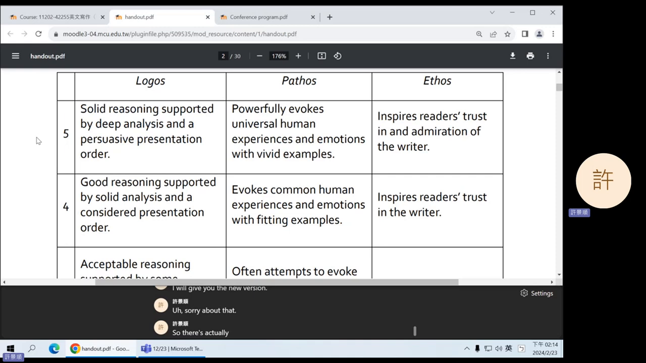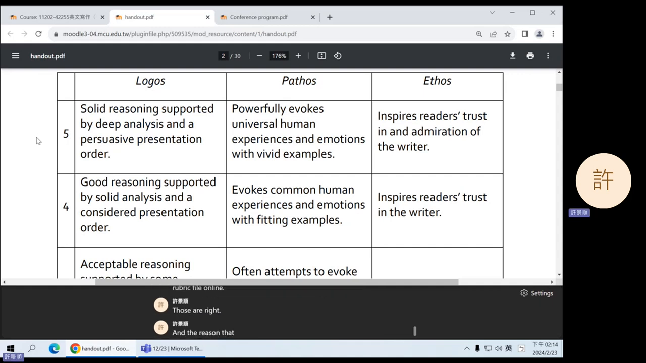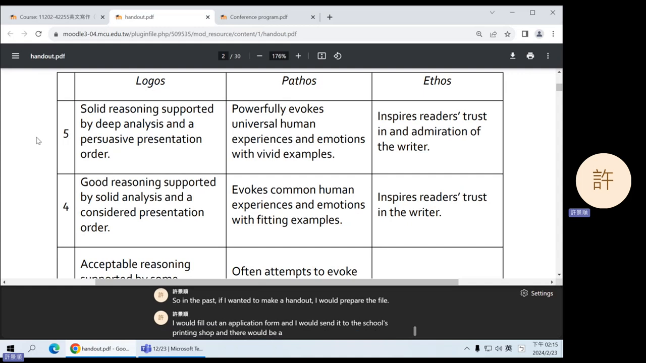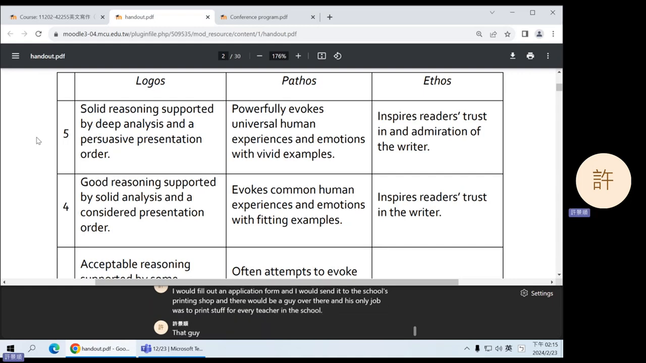So there's actually a story behind why the version in your handout is wrong. The version online is right. In the handout online or in the individual rubric file online, those are right. The reason the version in your paper handout is wrong is because I made this handout last semester, week 19. Now you might be thinking, why did you do that so early? In the past, if I wanted to make a handout, I would prepare the file, fill out an application form, and send it to the school's printing shop. There was a guy over there whose only job was to print stuff for every teacher in the school. That guy retired.